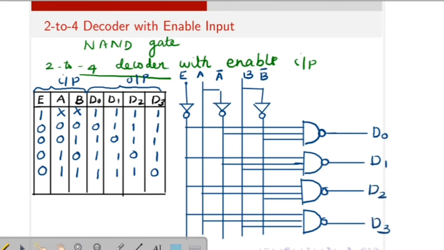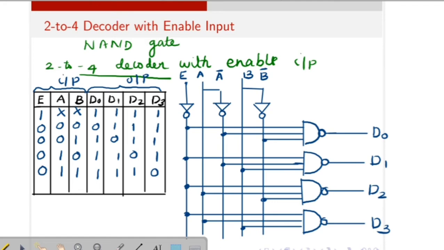For D0, E is equal to 0, then A bar, B bar. Darken the points: E bar, A bar, B for D1; E bar, A, B bar for D2; then E bar, A, B for D3. So this is the logic circuit for the 2 to 4 decoder with enable input equal to 0. When the enable input is equal to 1, all the outputs are 1.